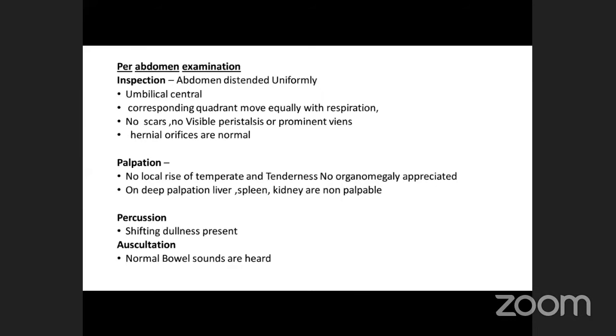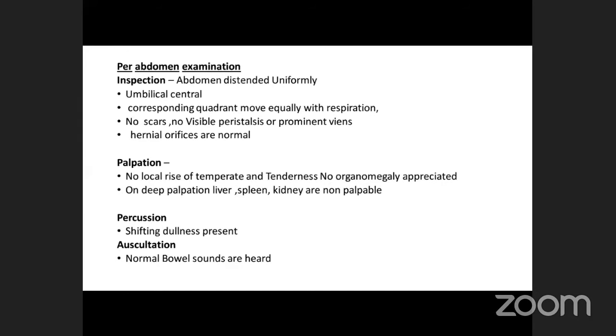Go ahead. On percussion, ma'am, shifting dullness is present. Okay, which implies? Around there is 500 to 1000 ml. Fine. Let me imply 1000 ml. Okay. Moderate ascites. Fine. All right.